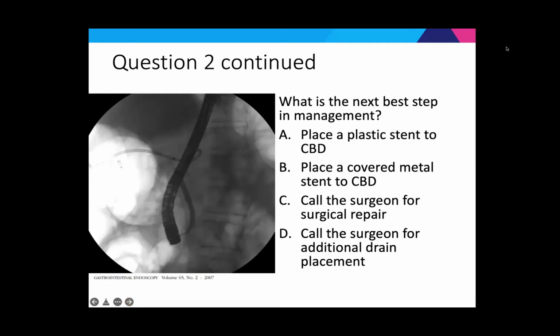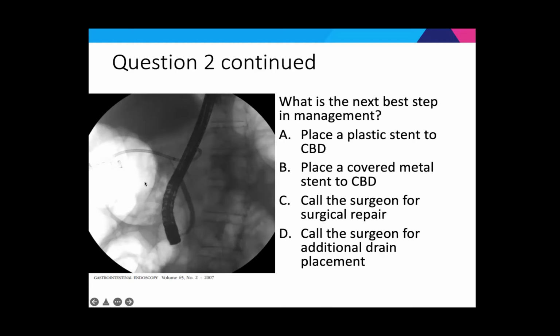So let's go through this together. This is very similar to question number 1. This patient has a bile leak and has already undergone an ERCP. Unlike the cholangiogram I showed you in question number 1, the contrast is actually staying within the common bile duct. You're not actually seeing leakage into the peritoneum here.